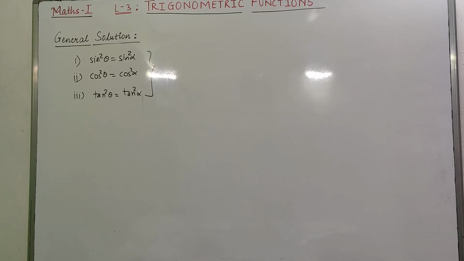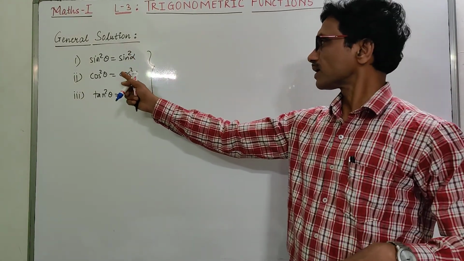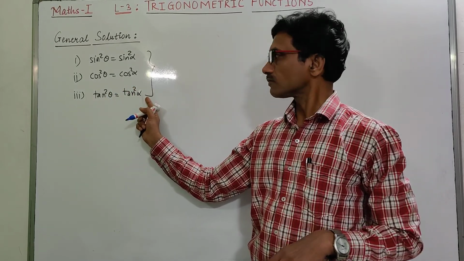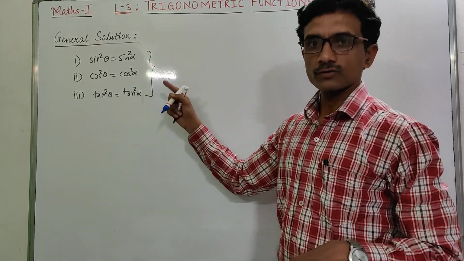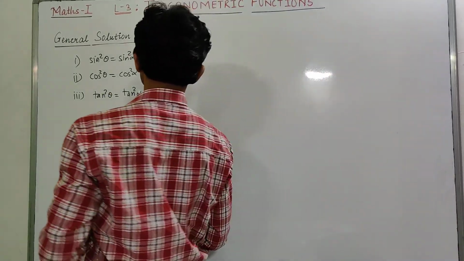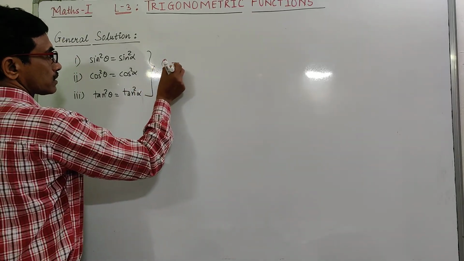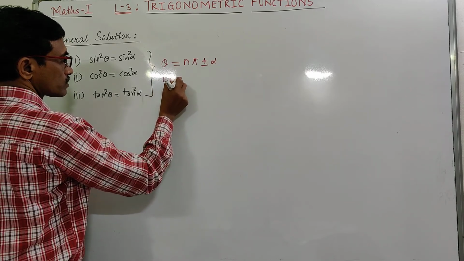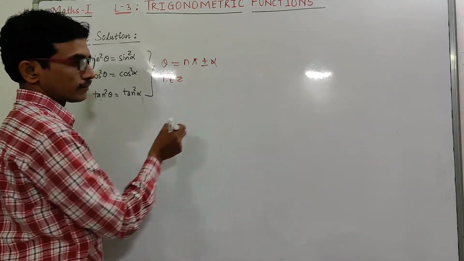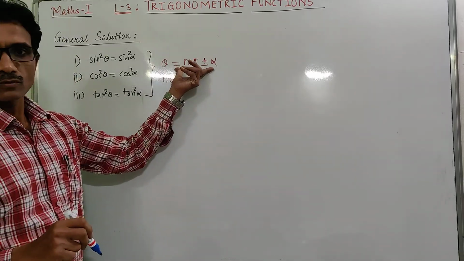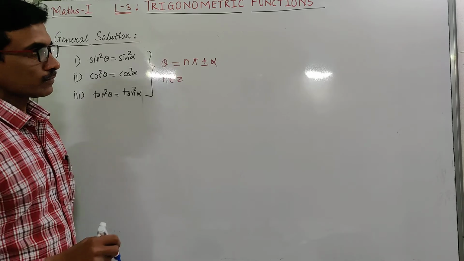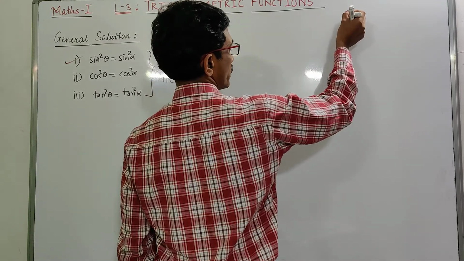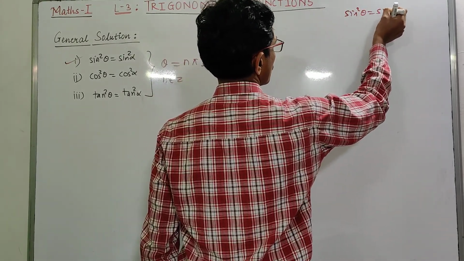Other equations: sin square theta is equal to sin square alpha, cos square theta is equal to cos square alpha, tan square theta is equal to tan square alpha. For all these equations, fortunately we have the common solution that theta is equal to n pi plus minus alpha, where n belongs to Z. For all these three equations, we have this same general solution. So let's prove this. Sin square theta is equal to sin square alpha.